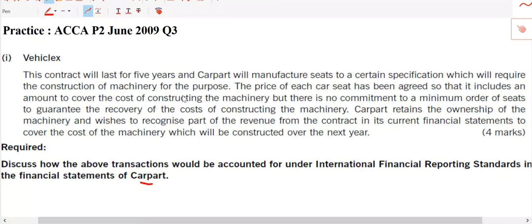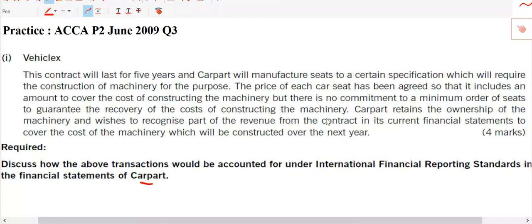So it's a very typical real life question. We have a contract to make car seats to sell, and in order to make the car seats, we have to construct a machine. Of course, we can choose to buy the machine now, but in this case, we can construct the machine at the same time. The price of each car seat has been agreed, so it includes an amount to cover the cost of constructing the machine, but there's no commitment to a minimum order of seats to guarantee the recovery of the cost of constructing the machine.